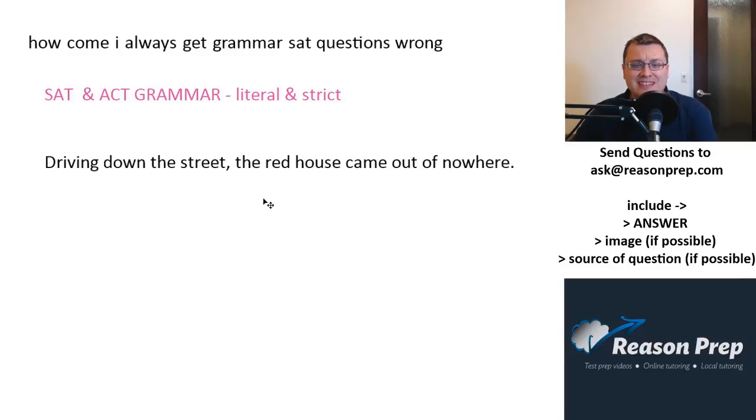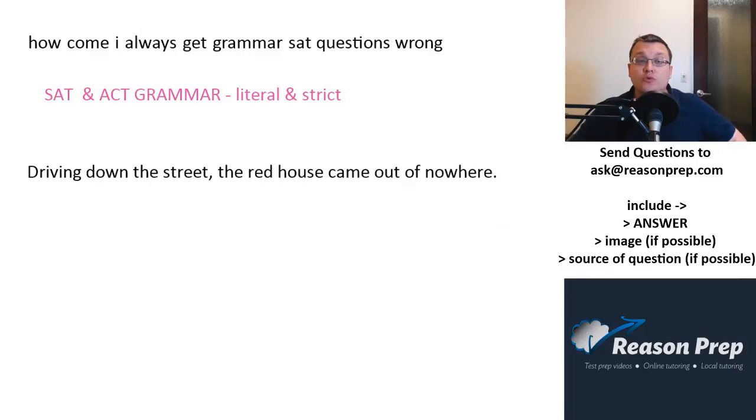So a sentence like this gives people trouble because if you read it one way, it seems fine. Doesn't seem like there's an error, but there actually is a big mistake with this, and it's very rule-based. Driving down the street, the red house came out of nowhere. Seems like it might be okay, but there's an error. This is called a misplaced modifier or a dangling modifier.